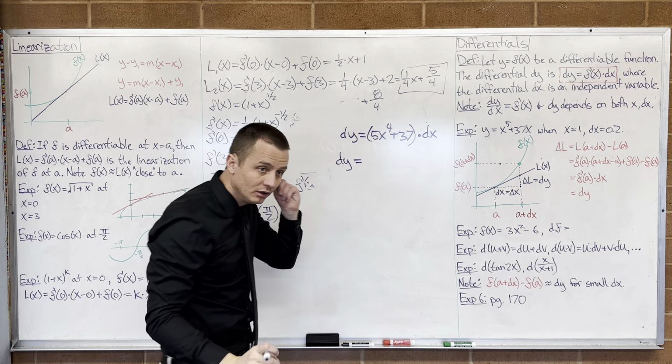Which is equal to, you can double 42 in your head. It's 84. Shift the decimal place, 8.4. Okay, so our dy in that particular case would be 8.4.